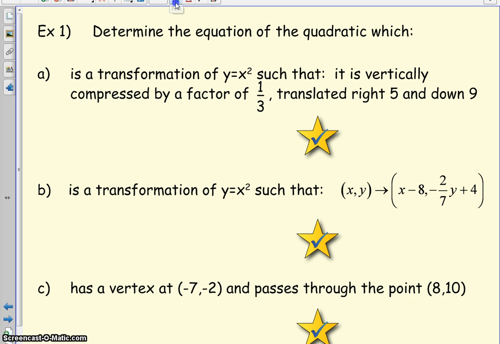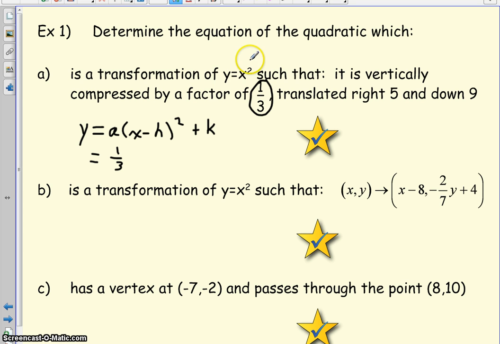So we're told the transformation of y equals x squared such that we're vertically compressed by a factor of 1 over 3, translated right 5 and down 9. Okay, so remember that the vertical compression here is what gives you the a value. So let me just write out the basic vertex form to help us out here. a bracket x minus h squared all plus k. Okay, the vertical compression gives us our a value, so that tells us we're going to have 1 over 3.